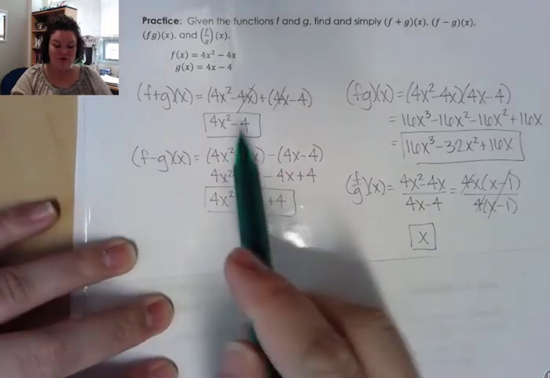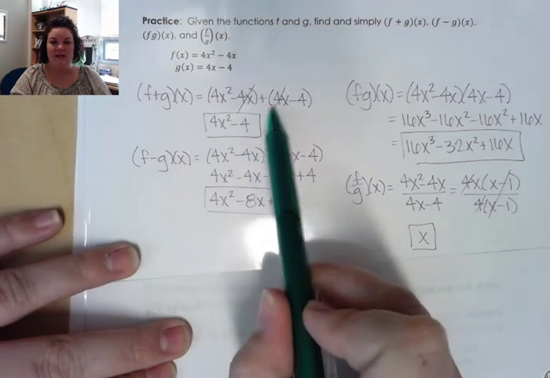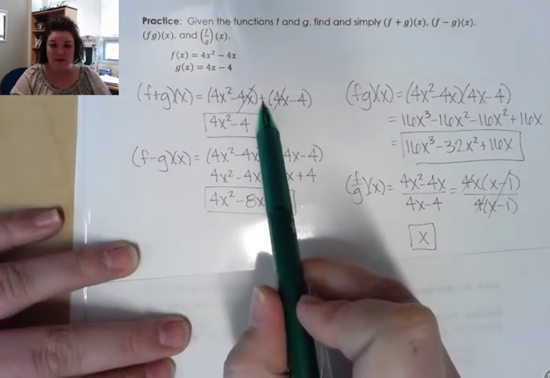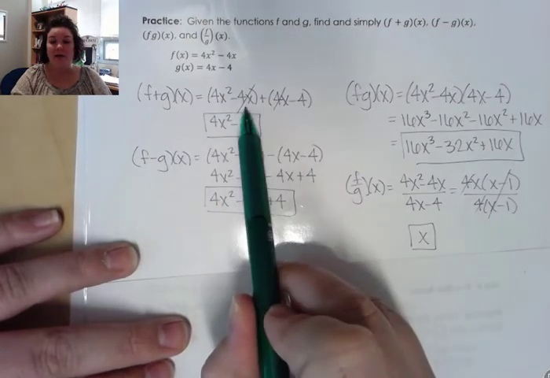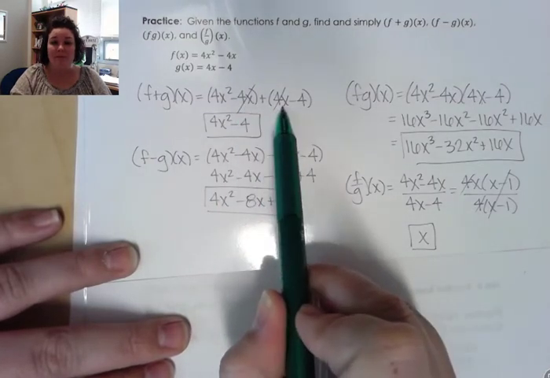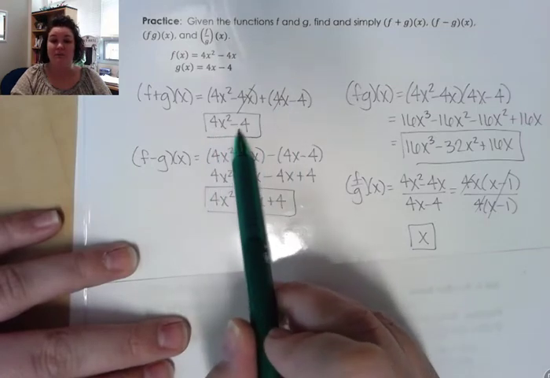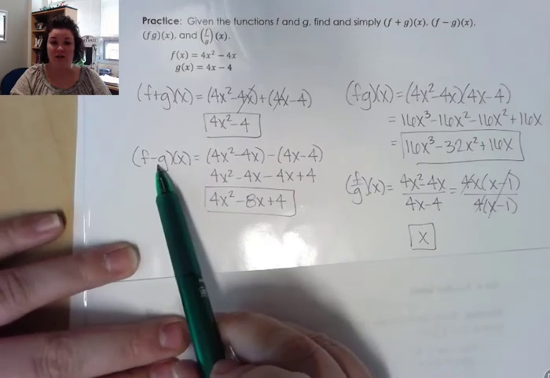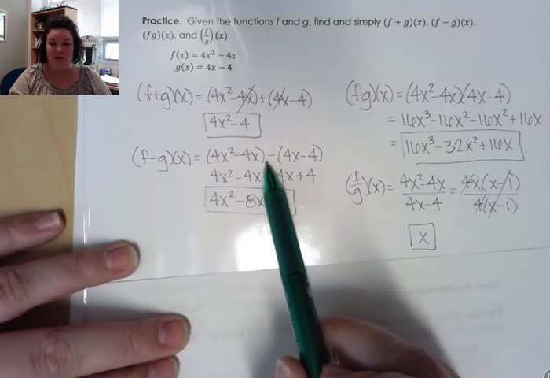So the first one, you're doing a sum of the functions. So you're taking your f function and you're adding your g function to it. Because we're just adding, we can drop the parentheses and combine like terms. And here the only terms we can combine are our x terms, which happen to be opposites. So they cancel out and we should just be left with 4x squared minus 4. When we do our subtraction function here, okay, our difference function, we can go ahead and subtract.